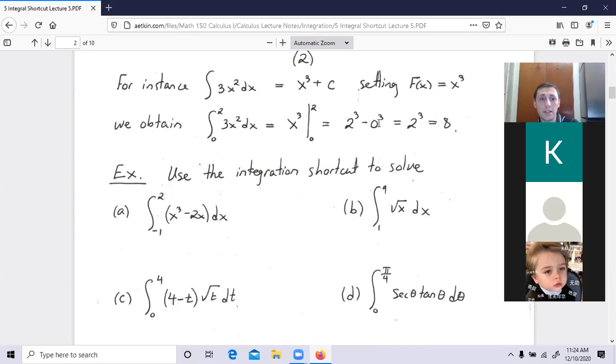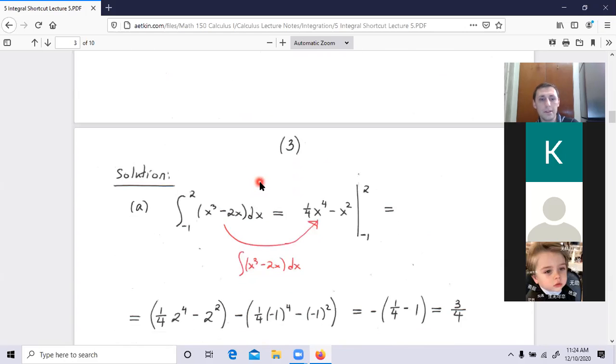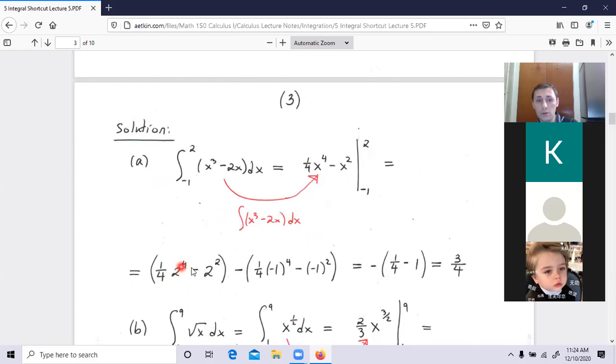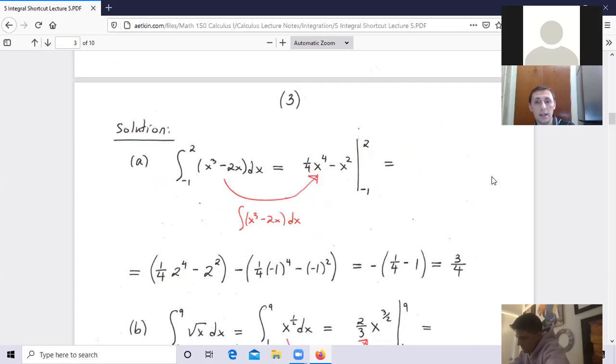So very simply, what's an antiderivative of x cubed minus 2x? Let's go to the solution. Look at it. X cubed minus 2x, its antiderivative is 1/4 x to the 4 minus x squared. Do you agree with me? And then I plug in 2 and subtract the result when I plug in minus 1. Plugging in 2, it's 1/4 times 2 to the 4 minus 2 squared, minus the same expression where I plug in minus 1. Are you with me? And simplifying, I get that the result is 3/4.